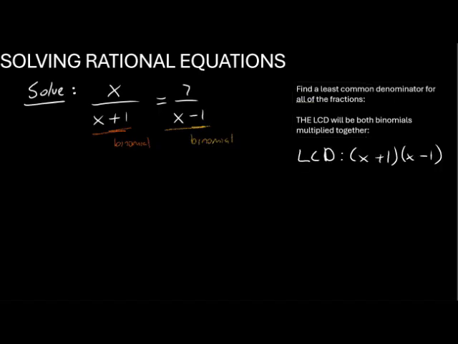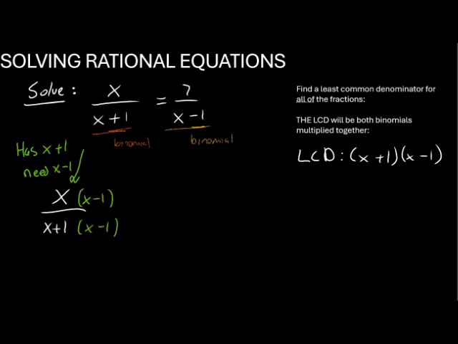Our goal now will be to make each fraction have the LCD. Our first fraction has x plus 1 as its denominator. However, to make it match the LCD, it will need x minus 1. So we'll change that fraction to make it x over x plus 1, and we'll multiply on top and bottom times x minus 1. On the right side of the equation, we already have x minus 1. However, we will need x plus 1. So we'll write our 7 over x minus 1, but multiply on the top and the bottom by x plus 1.